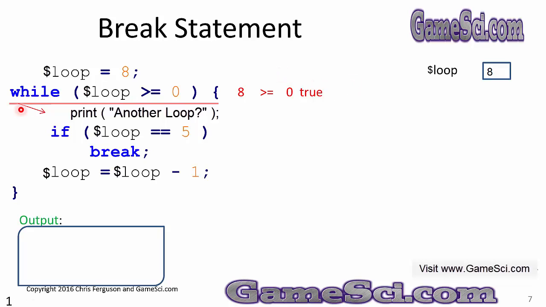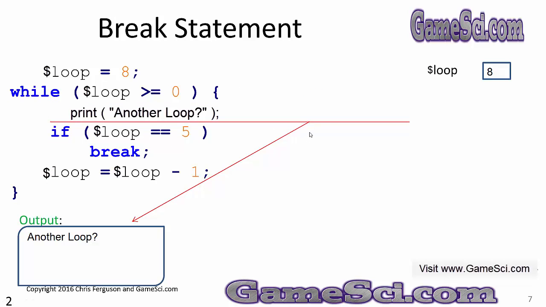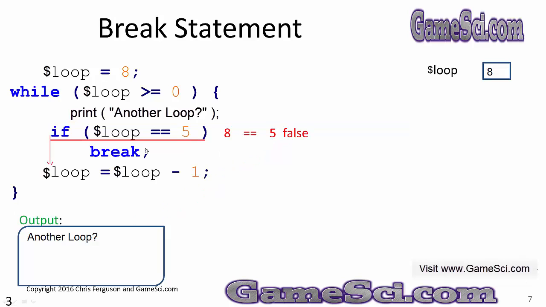As a true statement, we will go inside the loop and execute everything in this block. Between these two curly braces, everything will execute. So all of this code will execute when that while statement is true. So we'll print out system.out.println, and another loop appears on our output or our console. After that, we'll execute this if statement. If loop equals 5. Well, that is now an 8 equal 5. Loop has the value 8. 8 equal 5 is a very false statement.